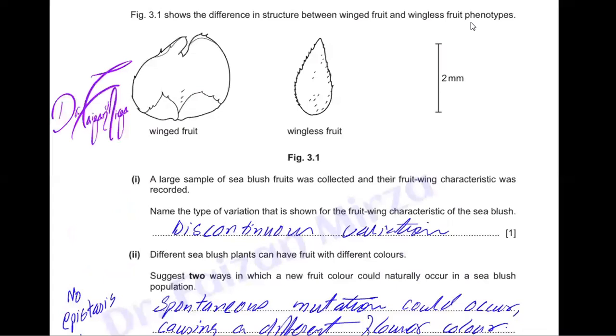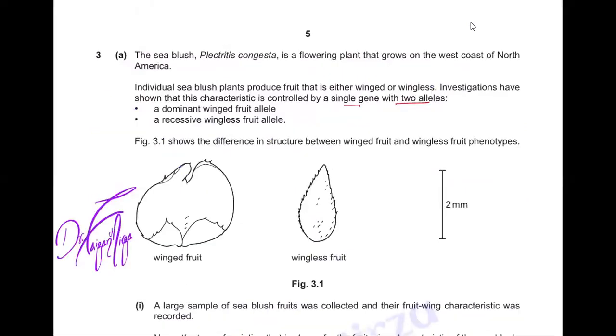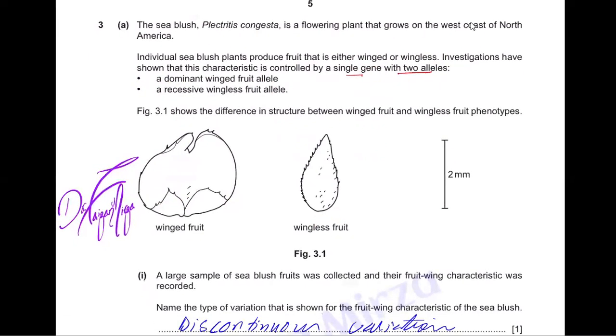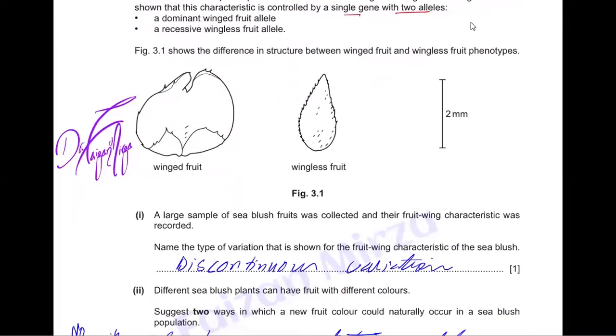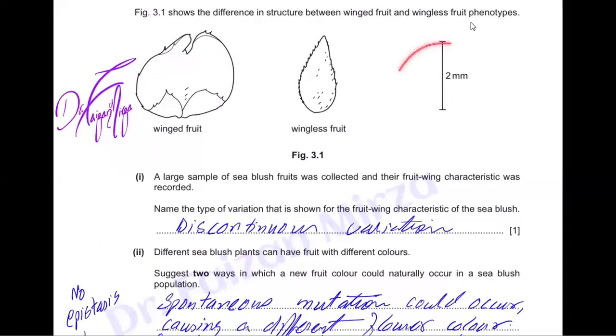Now, let's take a question from 2023, VA42. The sea blush is a flowering plant that grows on the west coast of North America. Individual sea blush plants produce fruit that is either winged or wingless. So this is winged and this is wingless. The dominant trait for fruit is winged and recessive is wingless. So we know this is dominant and this is recessive. You can see the scale bar is 2 millimeter.